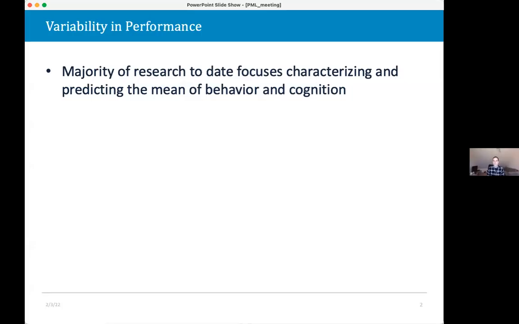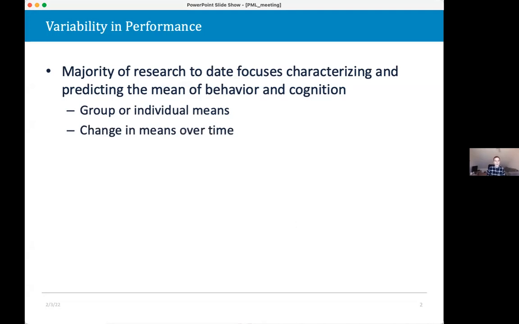So the majority of research focuses on characterizing and predicting the mean of behavior and cognition. So things like group or individual means, or mean differences, perhaps, things like t-tests, ANOVA models, changes over time in means. So even the fanciest of growth models tends to focus on either group level or individual means and change over time in those means.